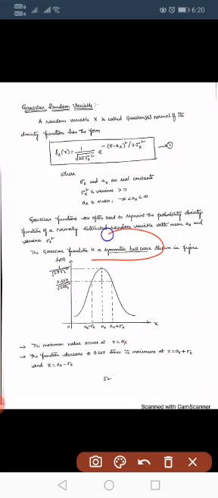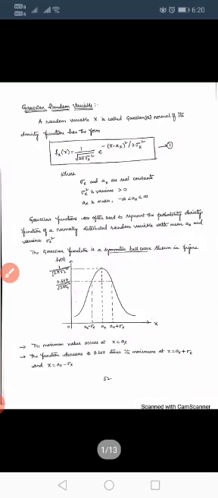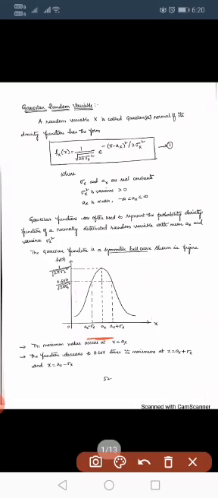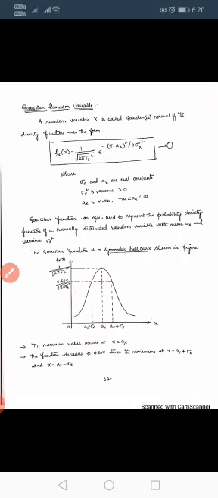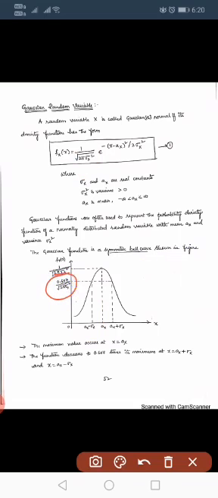It is a symmetrical bell curve, and here the maximum value of this bell curve appears at ax. The maximum amplitude is this one, 1 by square root of 2 pi sigma x square. ax is called the mean value. On either side of ax, that is at ax minus sigma x and at ax plus sigma x, the amplitude level reduces to 0.607 times its maximum value.